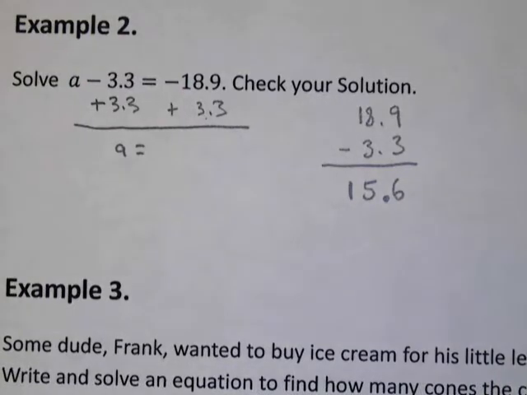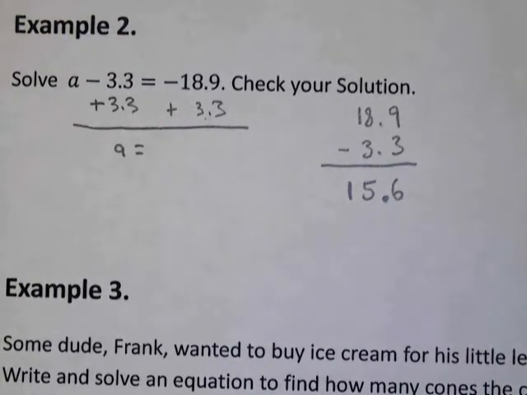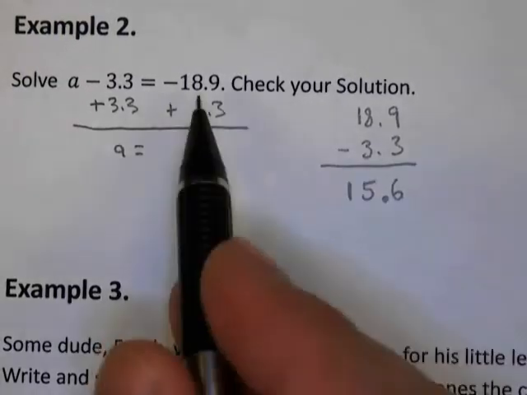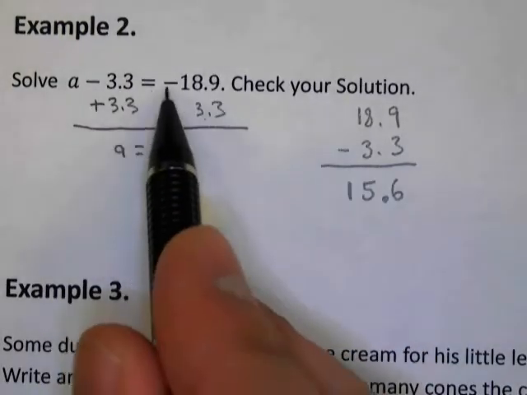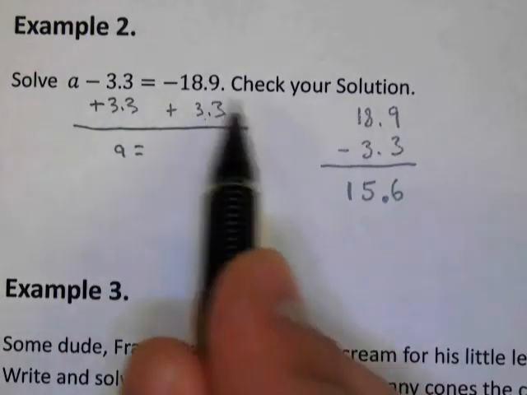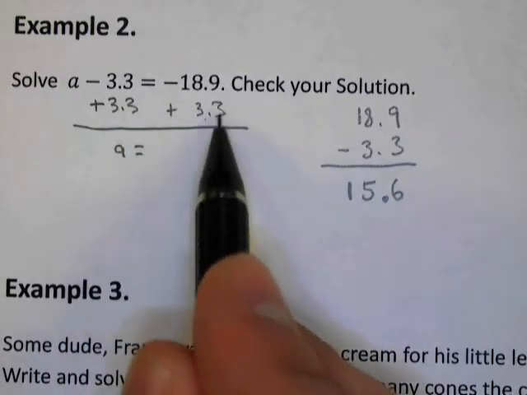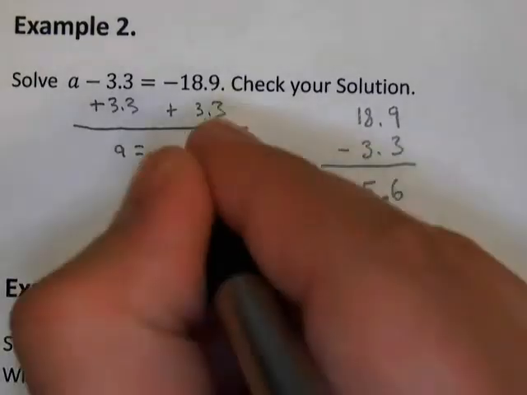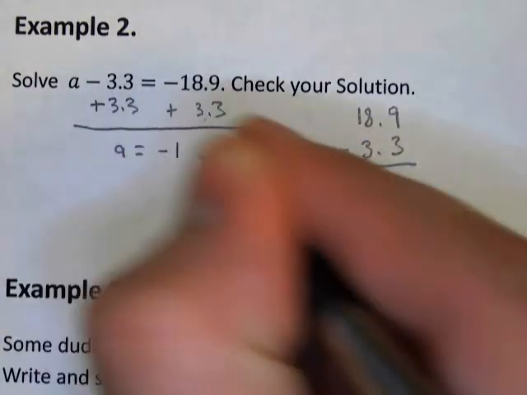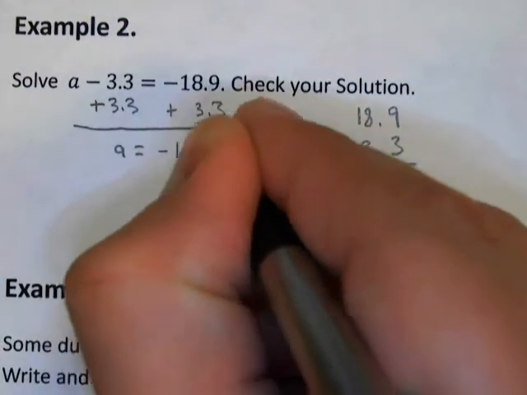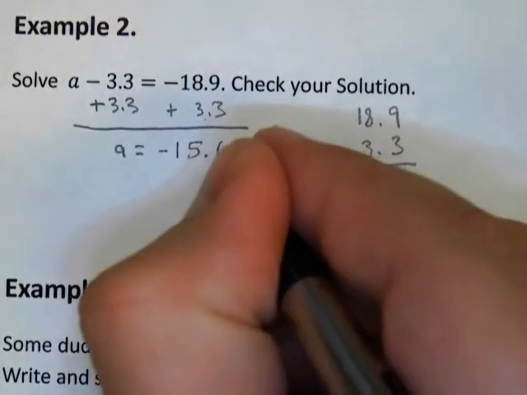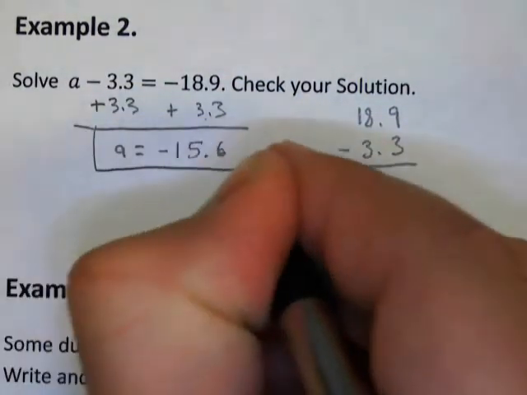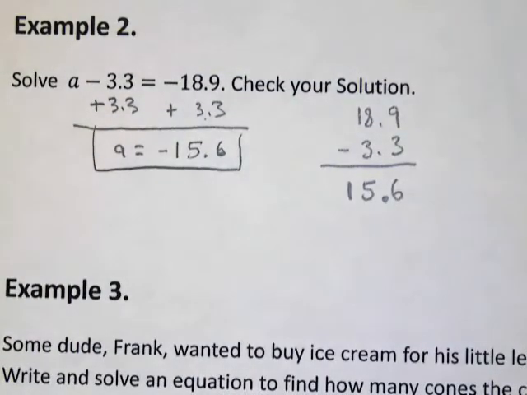Now the rule states that if the absolute value of the negative number is greater than the absolute value of the positive number, then your answer is going to be negative. So because the absolute value of negative 18.9 is 18.9, which is way larger than the absolute value of 3.3, which is 3.3, this answer is going to stay negative at negative 15.6. Therefore, a equals negative 15.6.